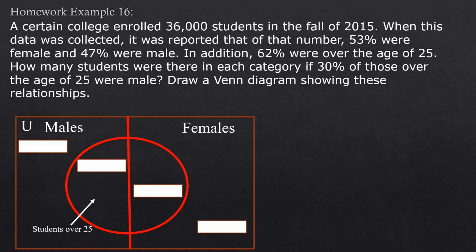Okay, the first thing I'm going to do on this one is just try to take it piece by piece and see where it leads me. And that's how I approached this problem. So the first thing I did is look at this number: 53% of the 36,000 students were female. And I wanted to know, how many is that?